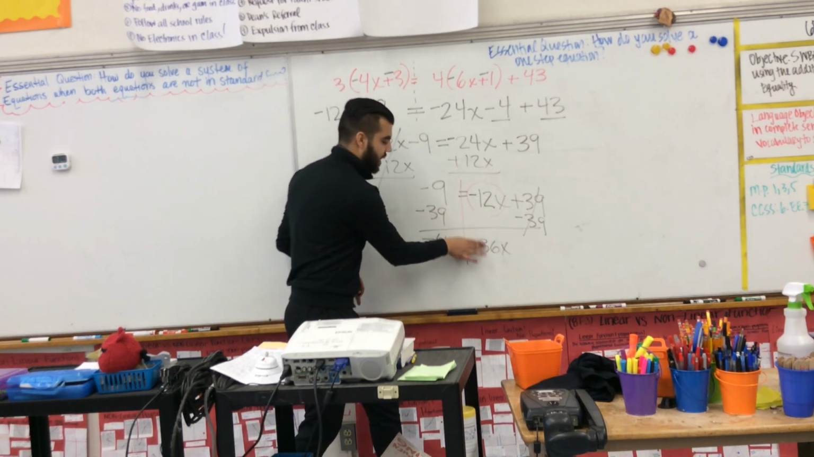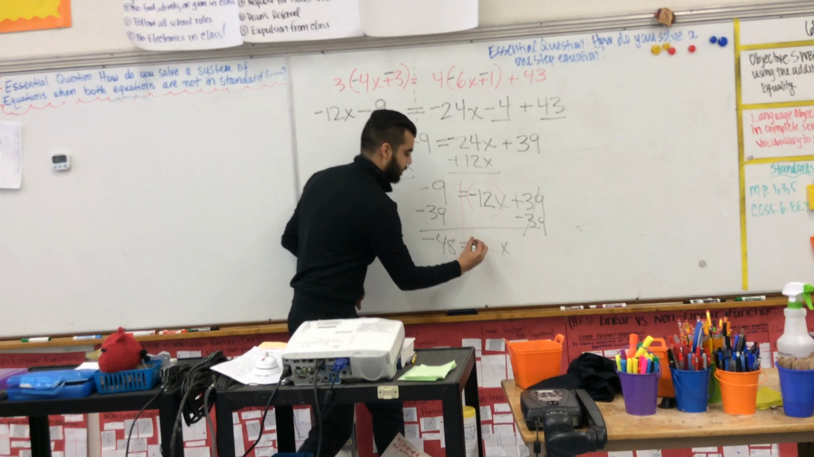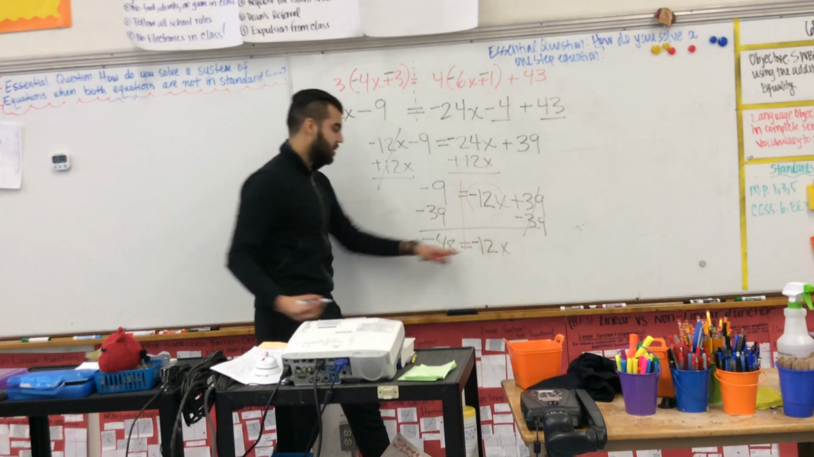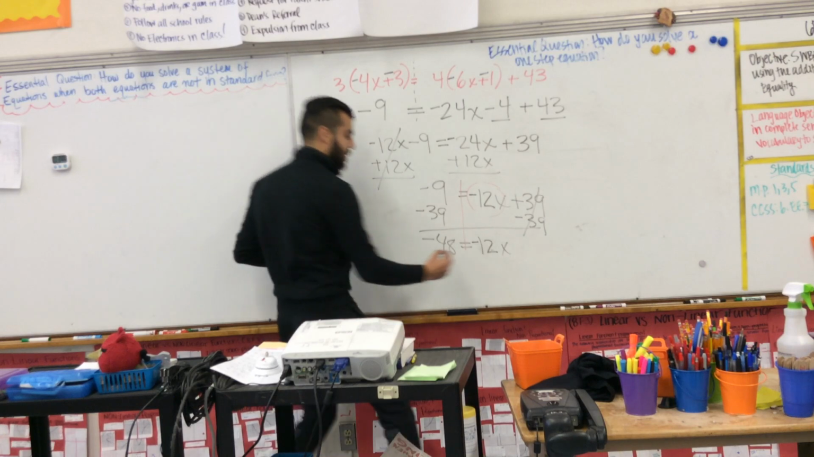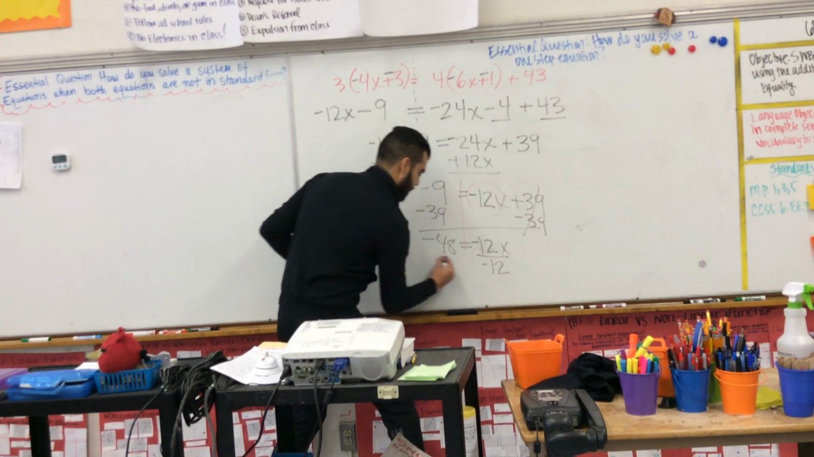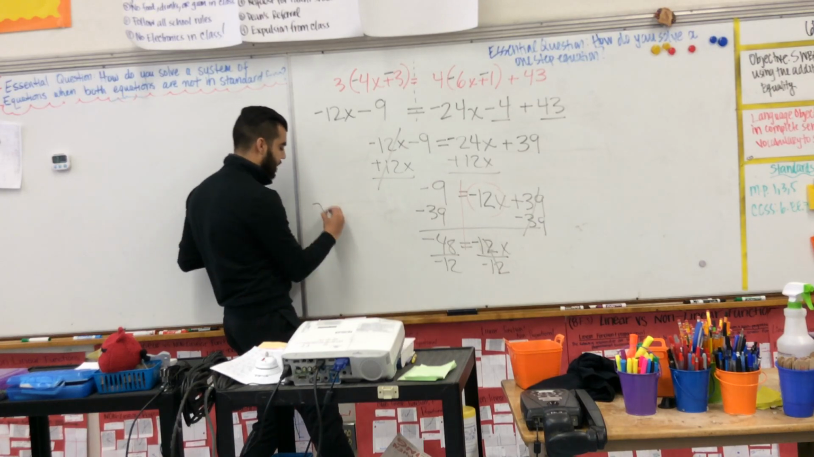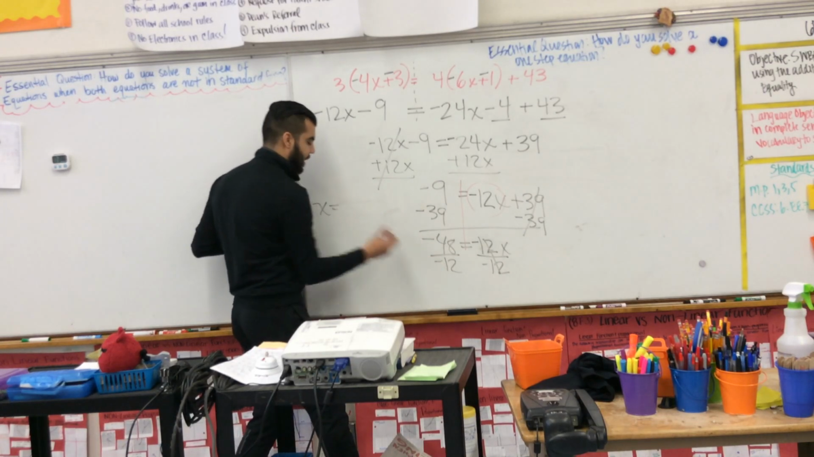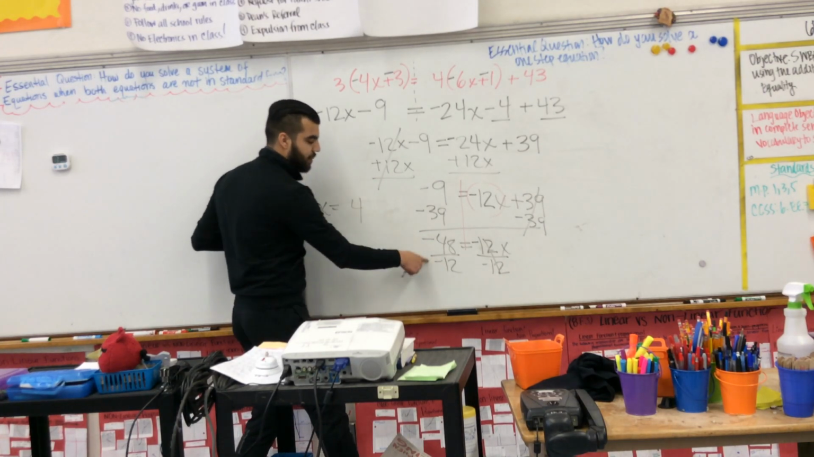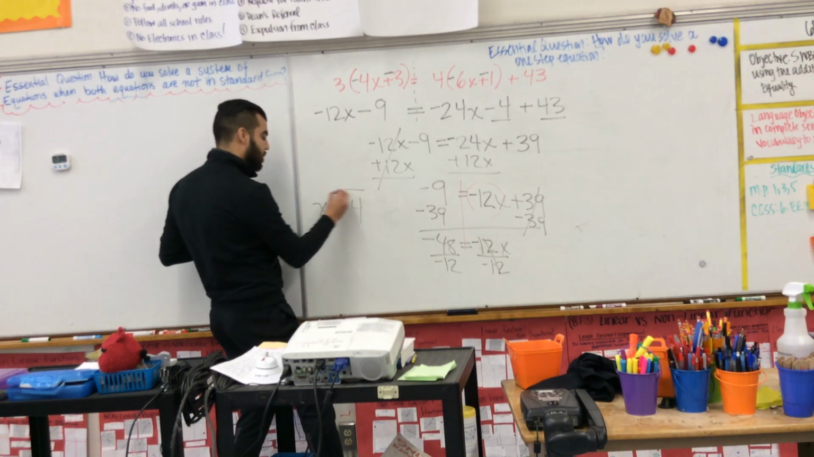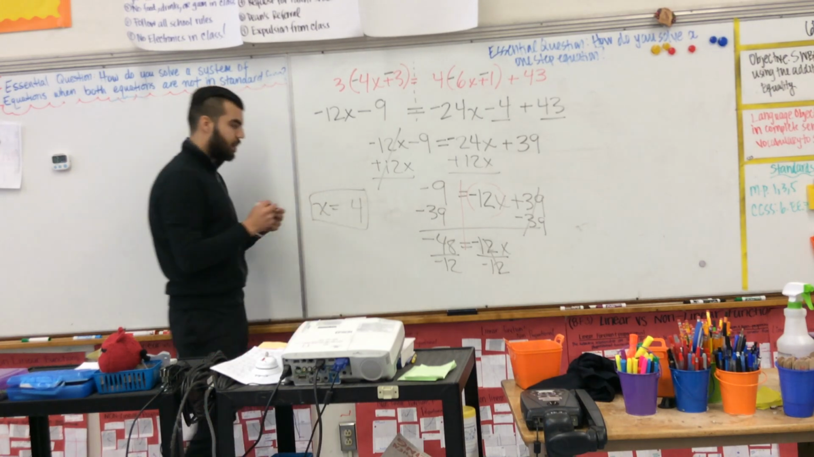Then this right here is a negative 12x. Divide both sides by negative 12, and now everything works out nicely. So x equals 48 divided by 12 is 4. Negative divided by a negative is a positive. So my answer is x equals 4.